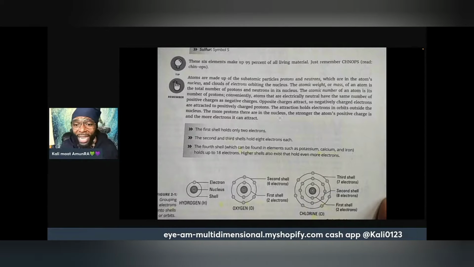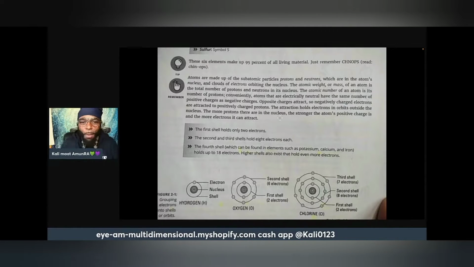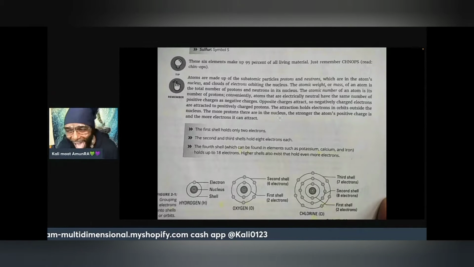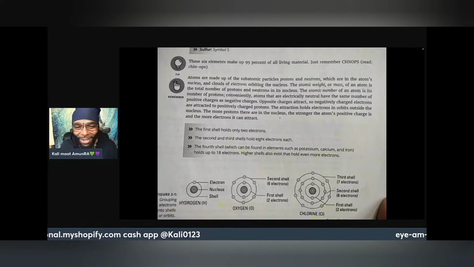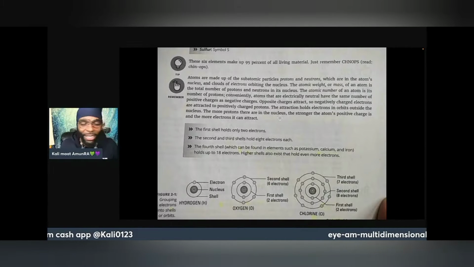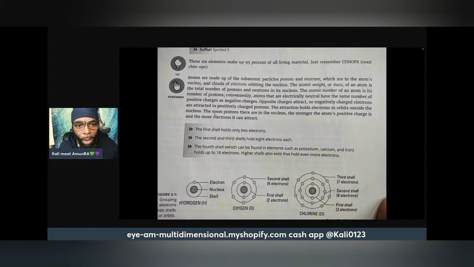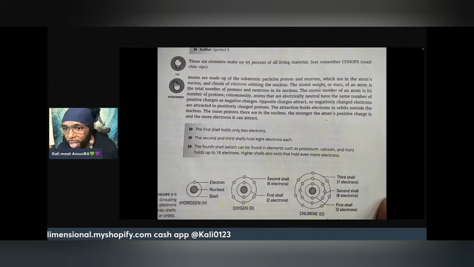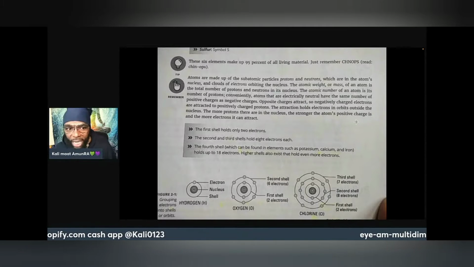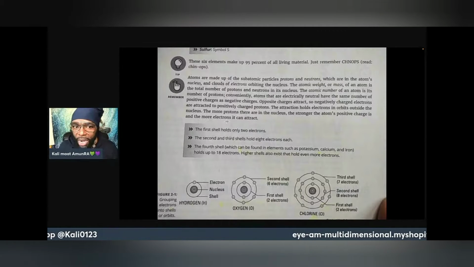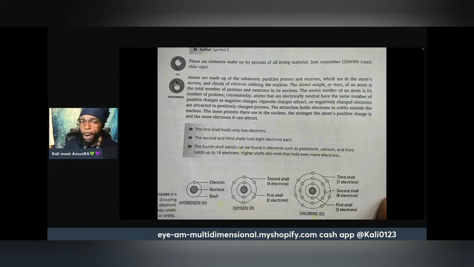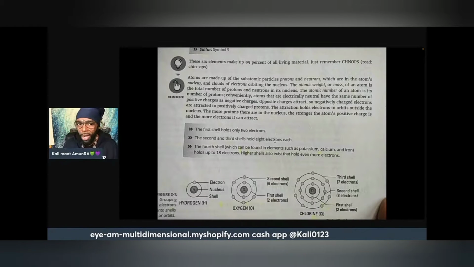You ever notice that you get hot? You ever notice sometimes you get hot when you start talking truth? You understand? You start talking truth, and next thing you know, you see sisters looking at you. You see brothers, other people looking at you. You understand? The more protons that are in the nucleus, the stronger the atom positive charge is, and the more electrons it can attract. Now, electrons is negative charge. Protons is positive charge.